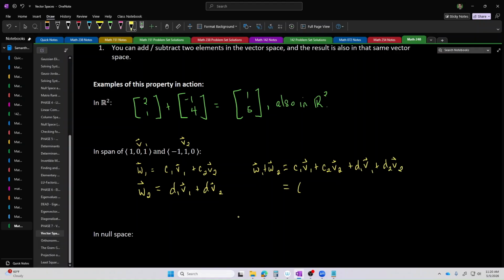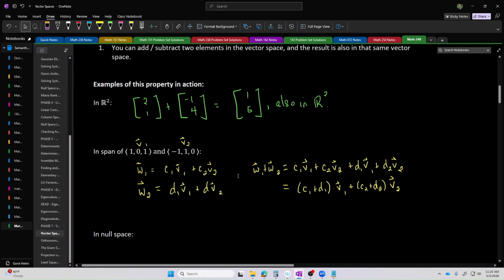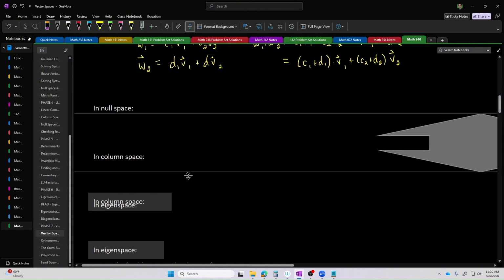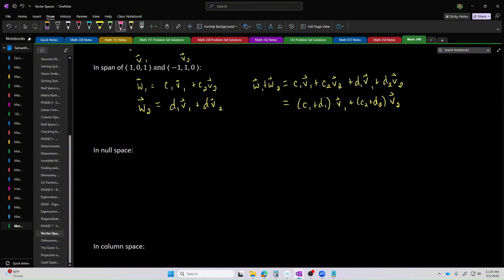And I can think of this as the numbers c1 plus d1, quantity times v1, c2 plus d2, quantity times v2. So if I start with two elements in the span of these vectors, then the result is still in the span of those two vectors. It's still expressible as a linear combination of these two vectors.